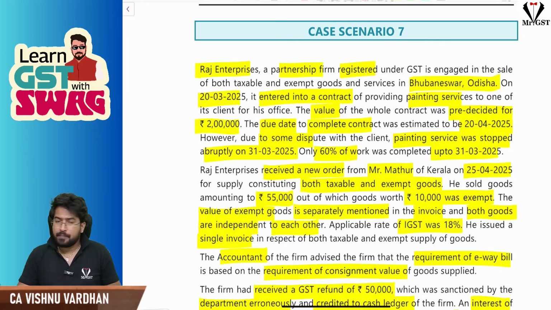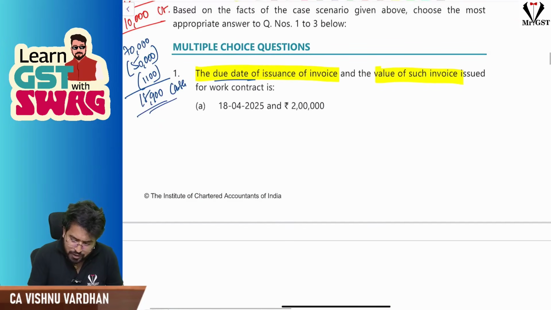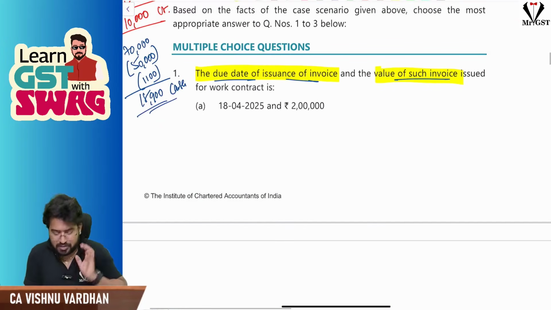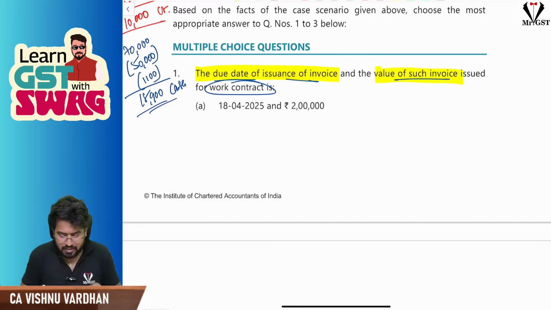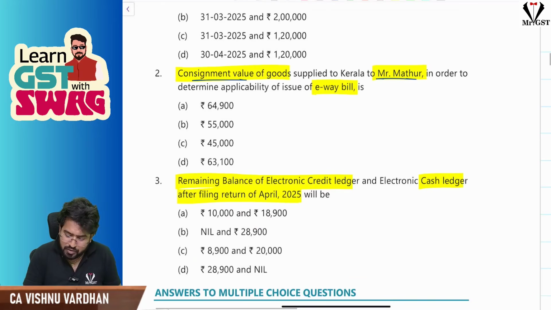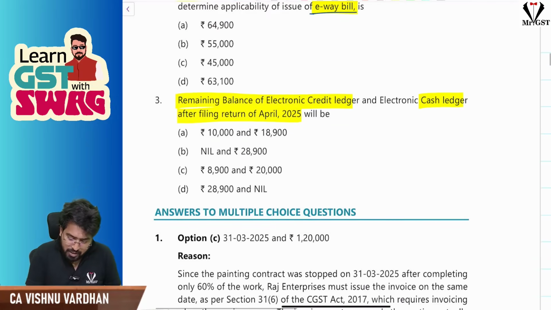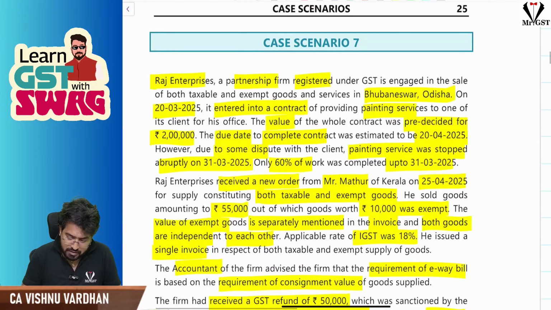Yes. So coming to case scenario number 7 here, the questions they are simply asking are the due date of issuance of invoice and what is the value of such invoice with respect to the works contract they have undertaken. Next question is regarding what is the consignment value of the goods which are sent to Mr. Mathur for the purpose of e-way bill. Next, remaining balance of credit ledger and cash ledger is what they are asking. Okay, fine, simple one. Let us take this first.